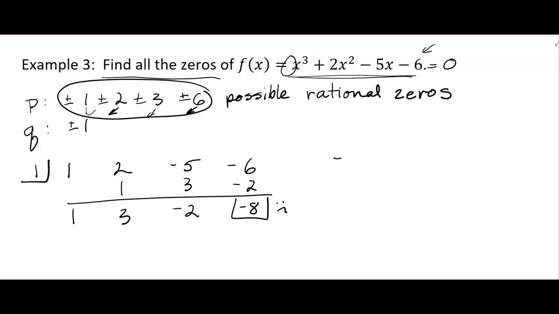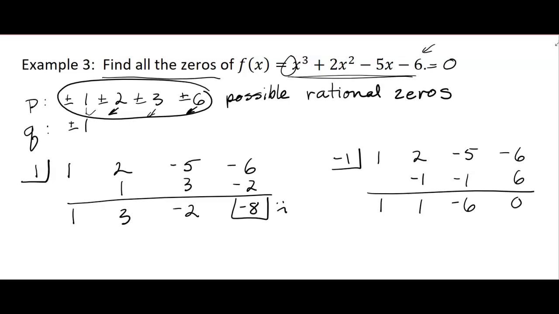Let me try -1. Now, at this point, you might be saying, well, what if -1 doesn't work? Well, then I'm going to try 2 and then -2 and so on. So I have to try it at most 8 times, but we'll see what happens. 1, 2, -5, -6. We're doing synthetic division. 1 times -1 is -1. Ooh, I have a good feeling about this. -5 and -1 is -6, but -6 times -1 is 6. Okay. All right, so we found one.